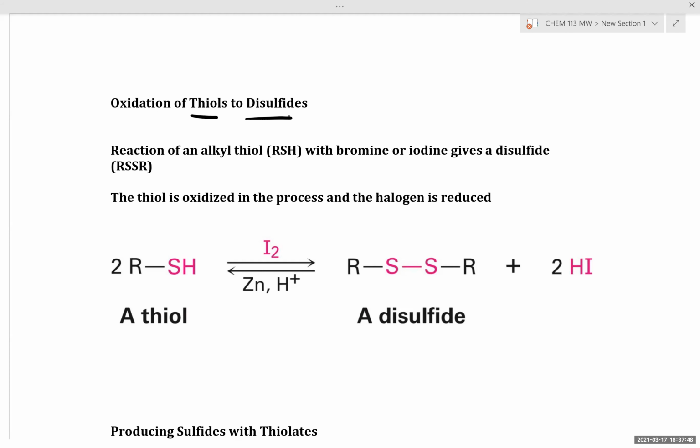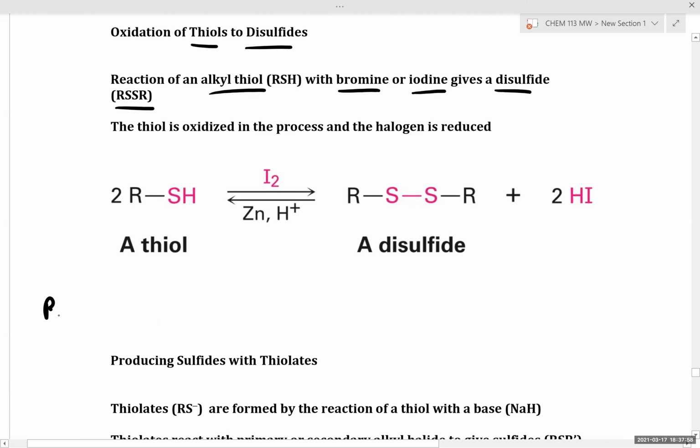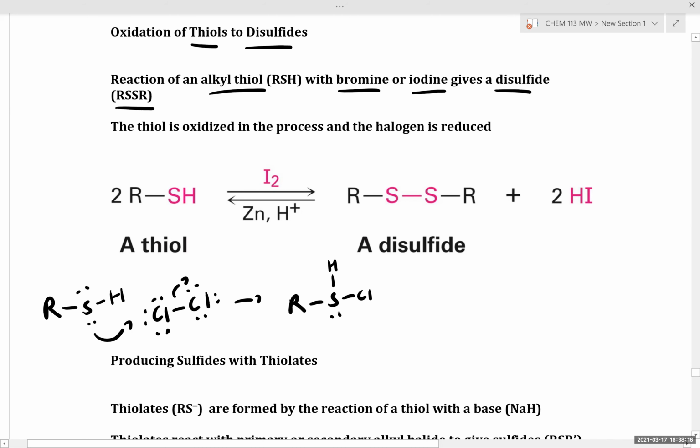So synthetically, if we're just dealing with generic thiols, reaction of an alkyl thiol with bromine or iodine gives a disulfide. So just to showcase the mechanism for this reaction, we have our electrophilic halide, or in this case, halogen. Your sulfur atom will attack your electrophilic halogen. From there, an equivalent of water will pull off a proton.